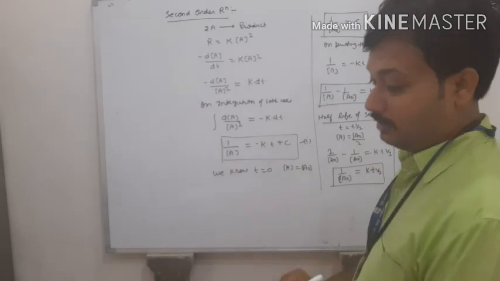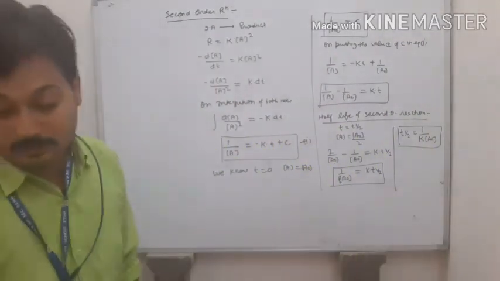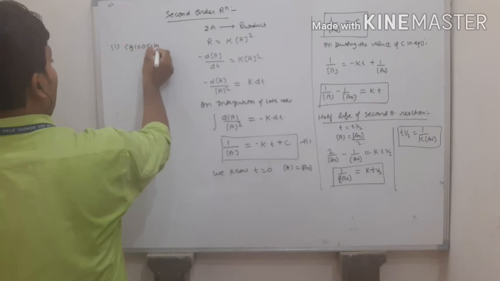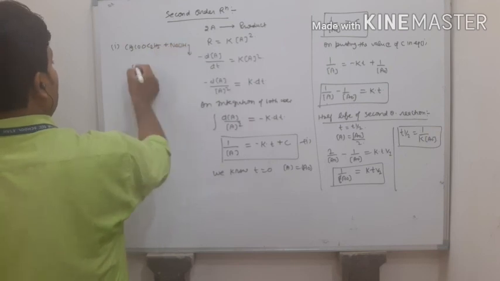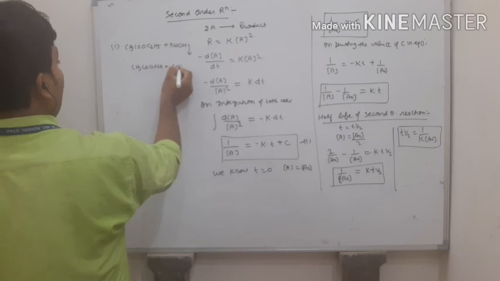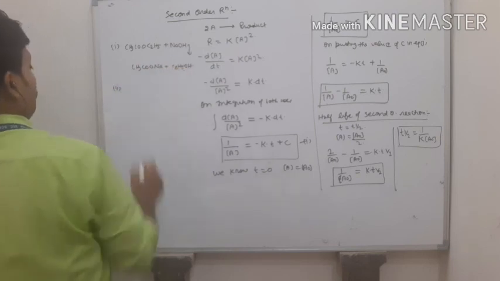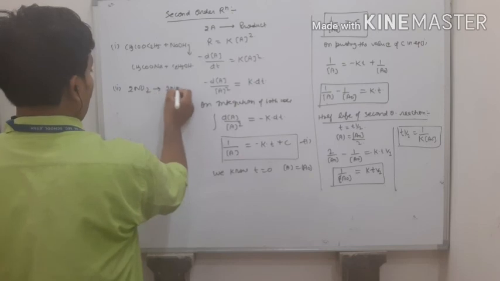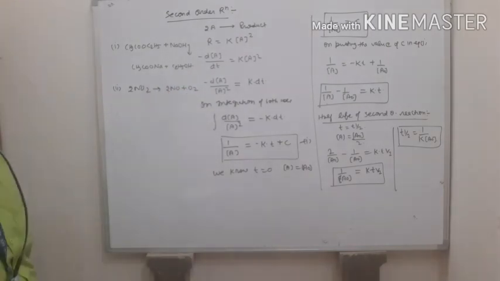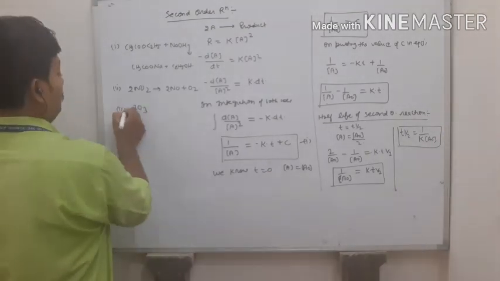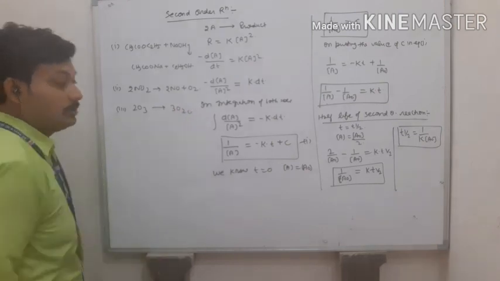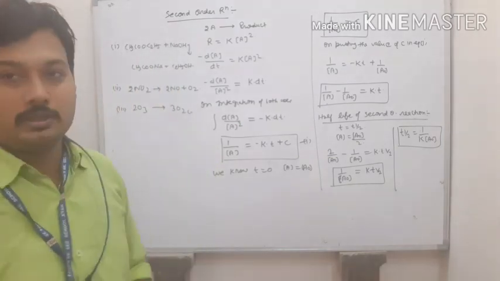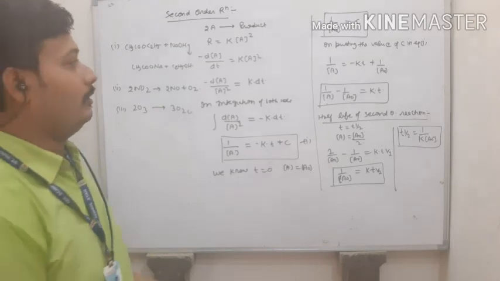Now we can also write examples of second order reaction. Very simple examples. First one is CH3COOC2H5 plus NaOH. What we get? CH3COONa plus C2H5OH. Second one is 2NO2 gives 2NO plus O2. Similarly, 2O3 gives 3O2. So these are the examples of second order reaction. Must remember that this is not in your syllabus. So now we have also completed the second order reaction. I think all of you understand. In a similar way we can calculate the third order reaction and much more.